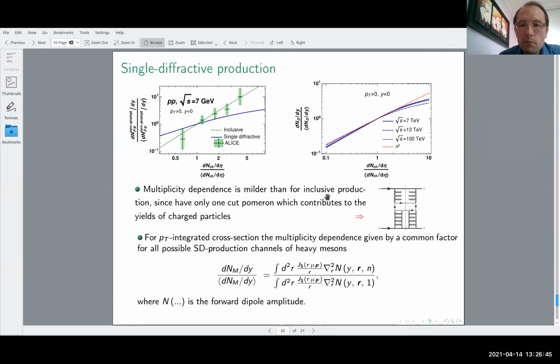Now I'd like to present my last slide. It's single diffractive production multiplicity dependence. This is for non-prompt J/psi and this is for D mesons. Actually, dependence is the same, and we can see that it's much weaker than for the case of inclusive production, which is shown by green dots and green line. And we understand that this happens because we have just only one of the pomerons which is cut.